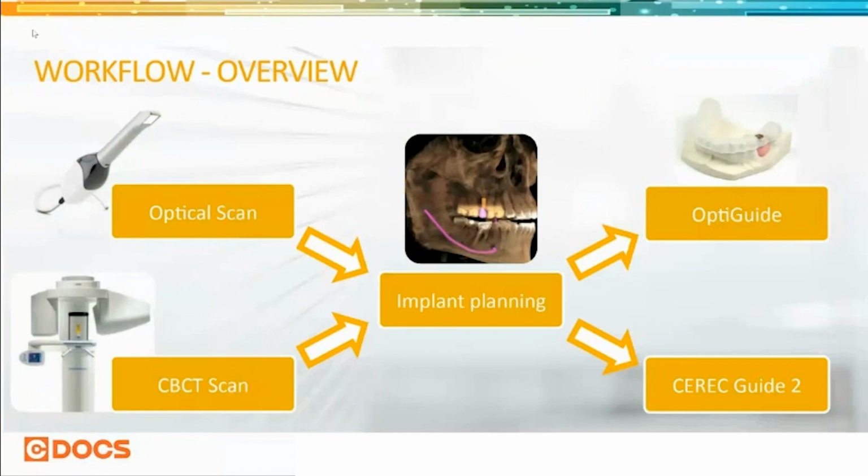Omnicam, with the optical scan, you're taking the images and designing the restoration, much like you were designing a crown for a patient. You're exporting that into CCAT, where the cone beam data is, and you're stitching those together to do your implant planning and guide fabrication.